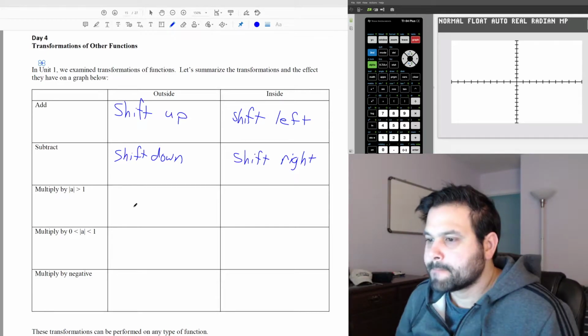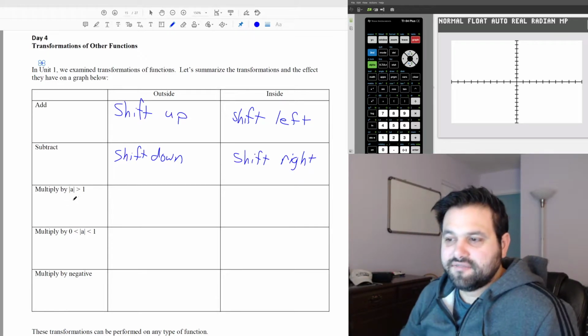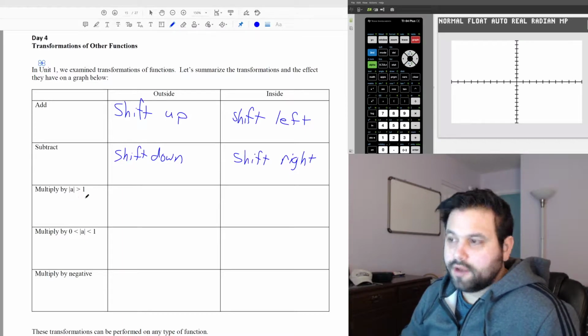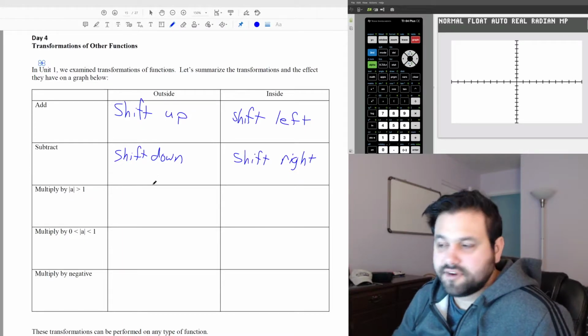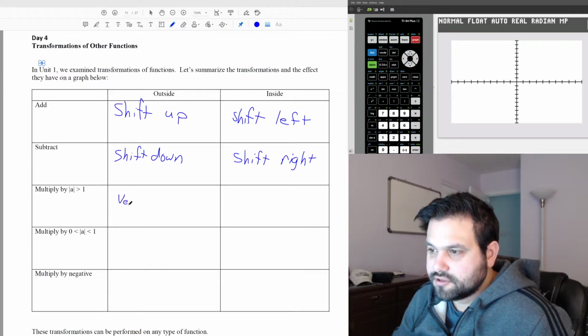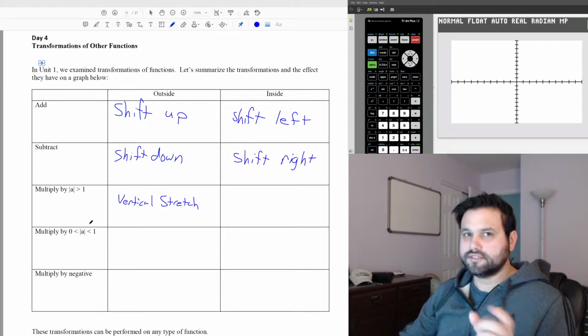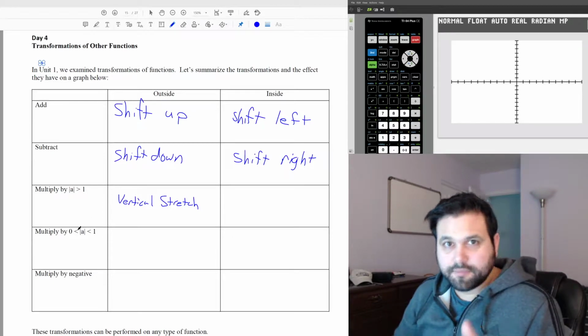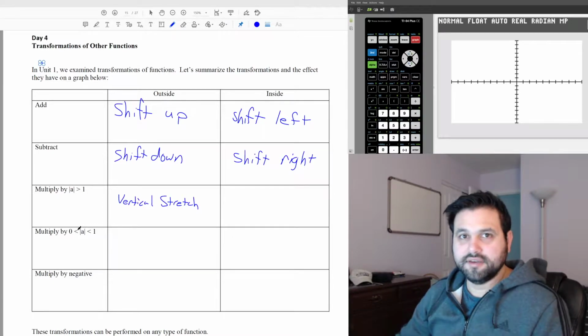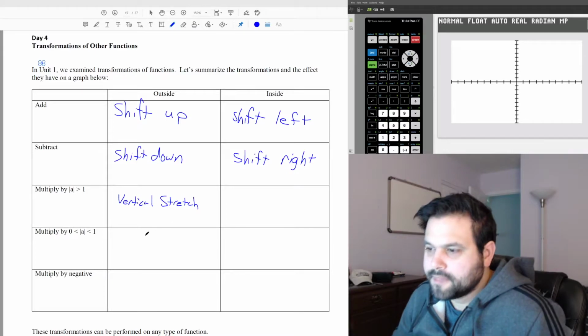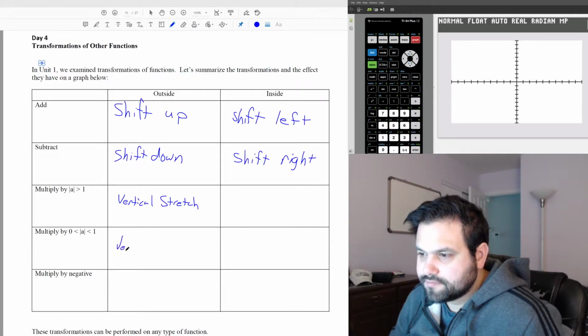Now, if we multiply by a value that is greater than 1 on the outside of the function, that's going to be a vertical stretch. And if we multiply by a value that's between 0 and 1, like a decimal, like 0.5, 0.3, or a fraction like 1/3, that's going to be a vertical compression.